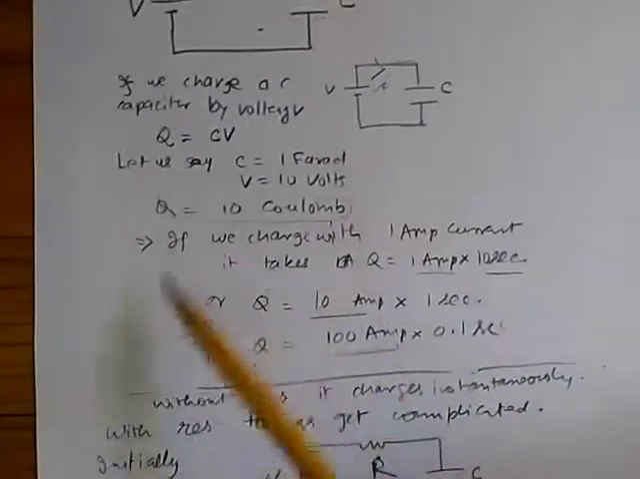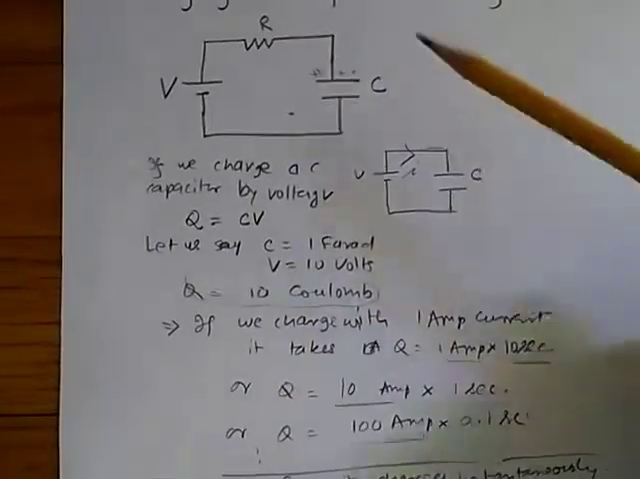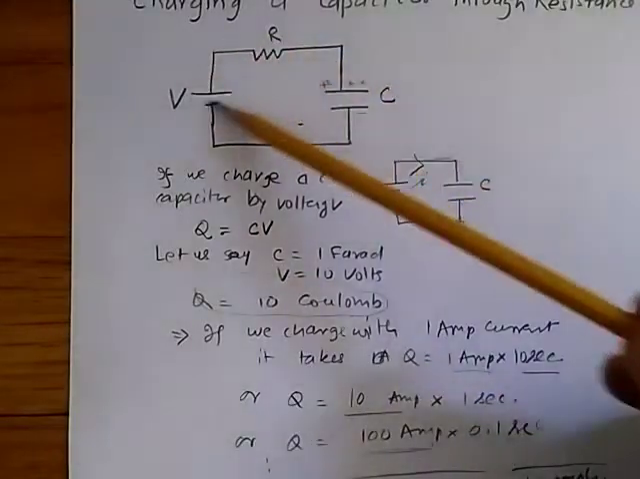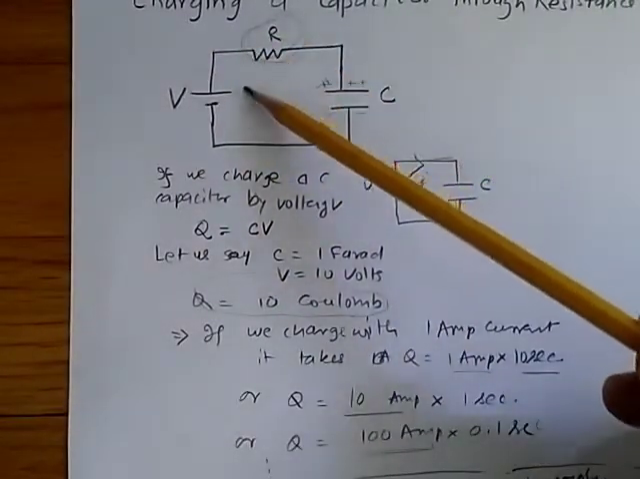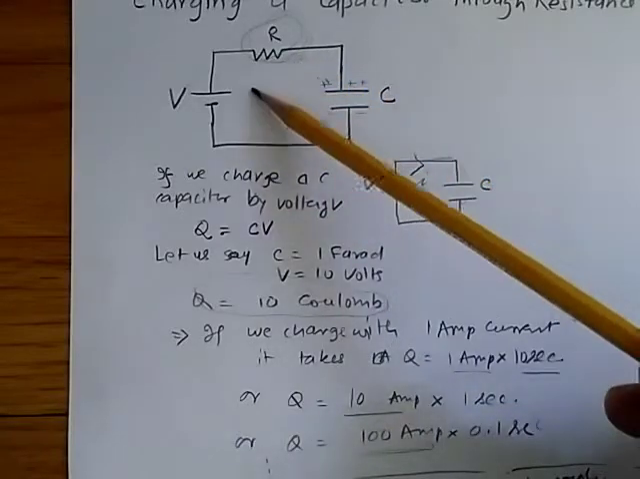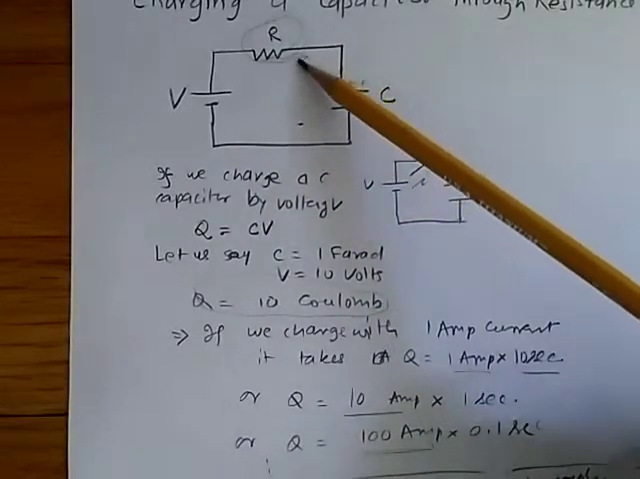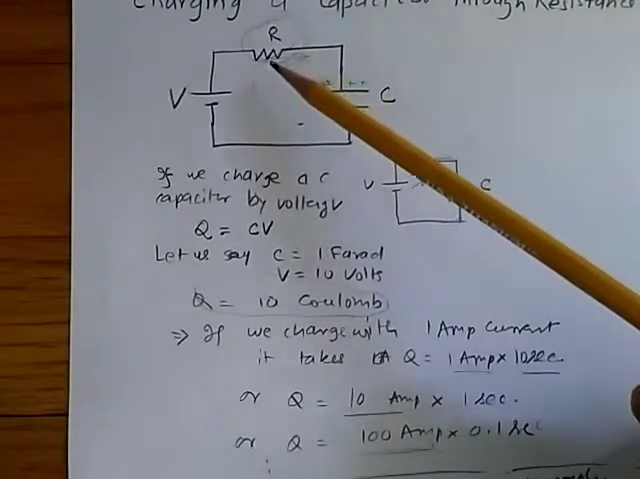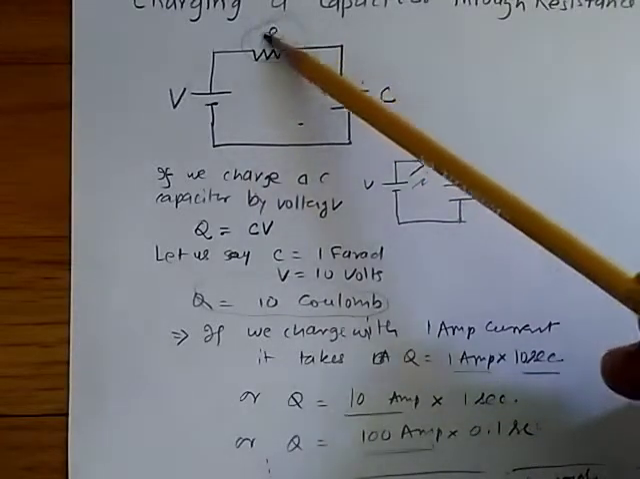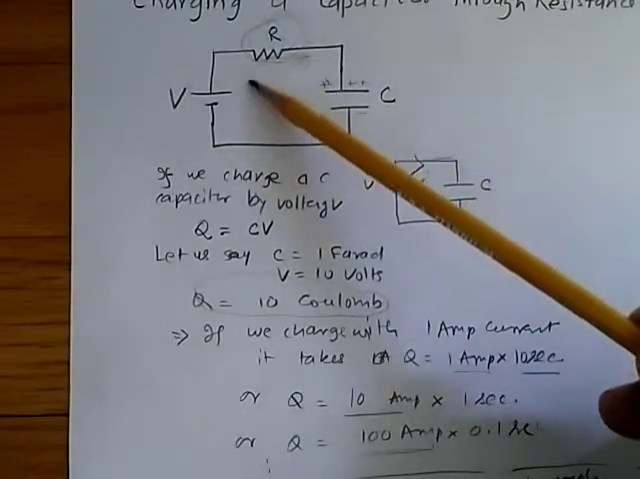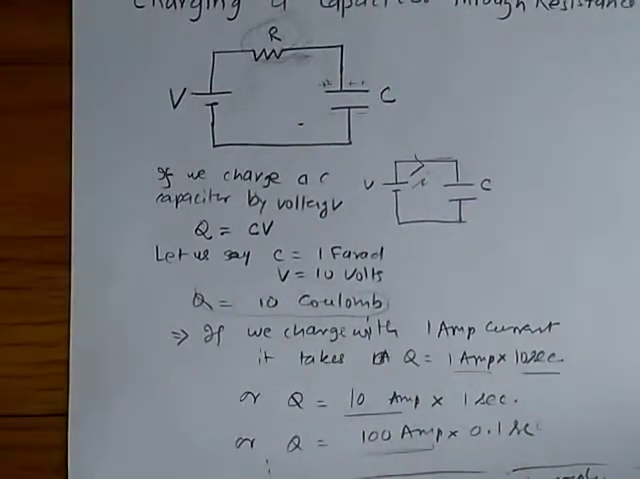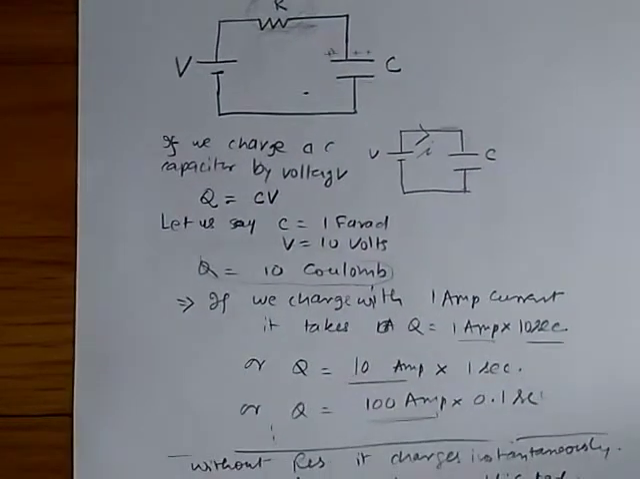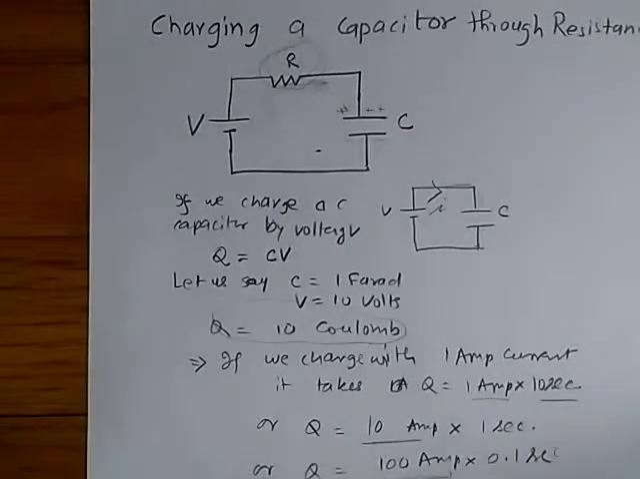The reason I am giving this whole example is we are coming back to this circuit. This resistor R is going to limit the maximum current flowing through this circuit. If we increase the value of R, the current will reduce and it will take more time to charge this capacitor. But the story is not that simple.